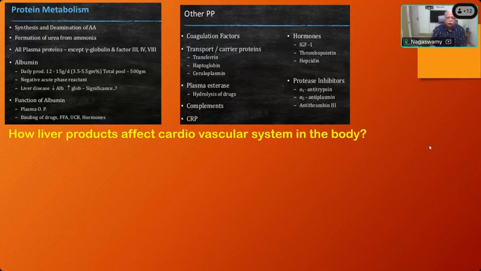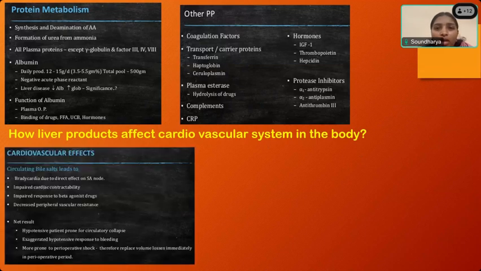The next question: how do liver products affect the cardiovascular system in the body? It can produce hyperdynamic circulation, so increased cardiac output states. Bile salts and bilirubin, do they cause hyperdynamic circulation? Bilirubin affects heart rate. It decreases the heart rate.